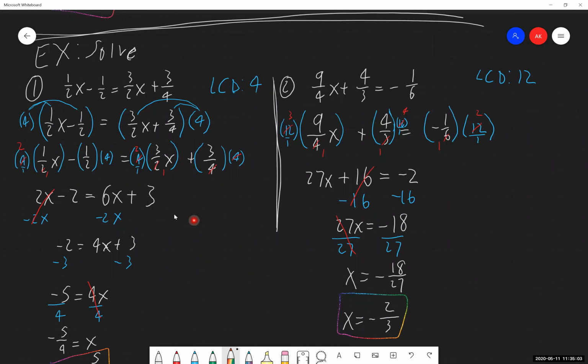And then once the fractions are gone, this should be stuff that we are very, very familiar with, because we're doing this all the way back into chapter 2 a little bit also.